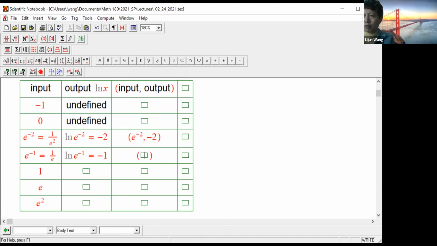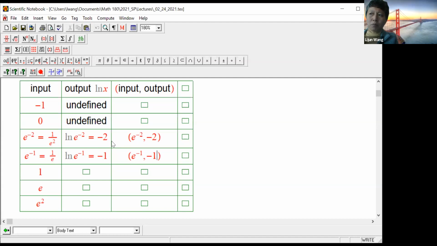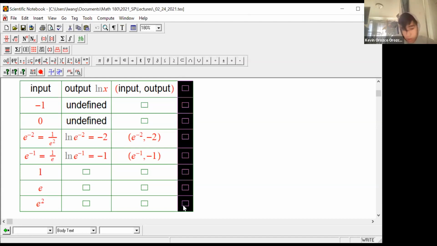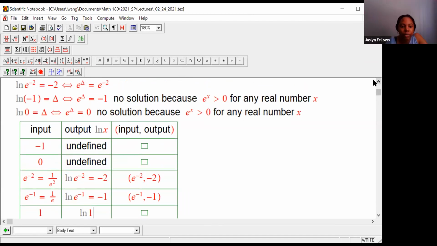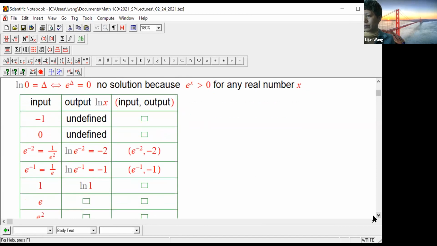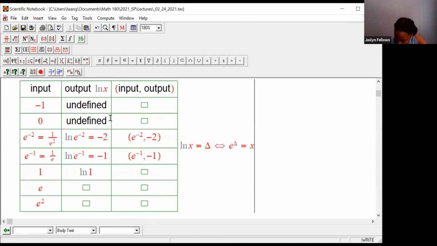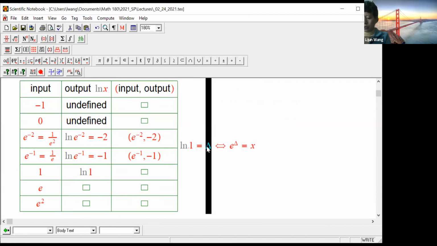Okay, be patient with yourself. These functions are very important functions. We want to make sure we understand them completely. Okay, now ln 1. What does ln 1 equal to? Zero. Very good, excellent. I think you guys are getting it. You have reviewed well. Okay, when the input is 1, the output is what? 0, because e to the power 0 equals what? 1.